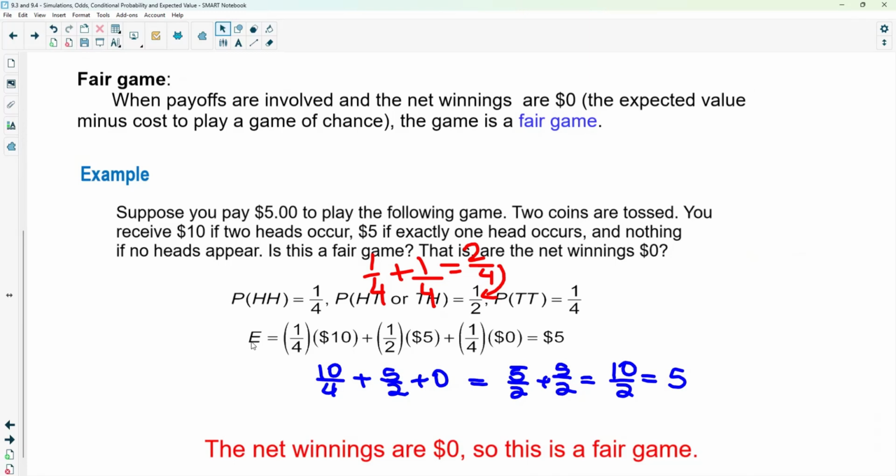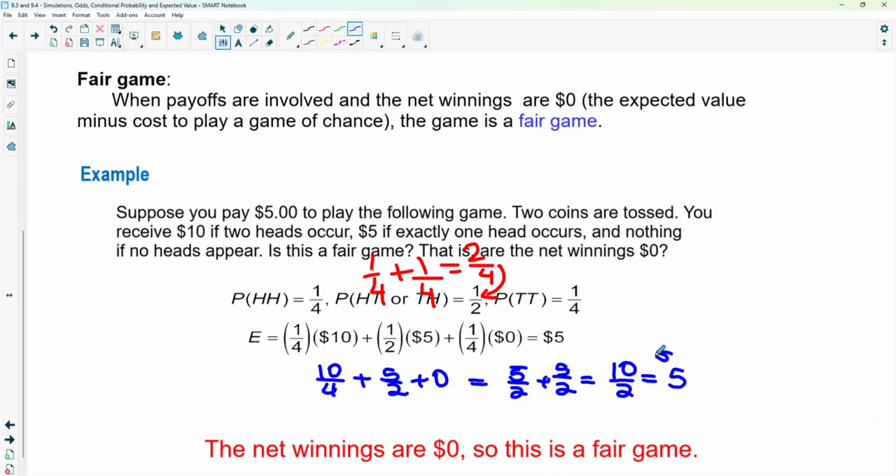So now we're going to calculate the expected value. If you get 2 heads, you win $10. So 10 times 1/4 is 10/4. If you get 1 head, you win $5. So that's 5 times 1/2, which is 5/2. And then if you get tails, that's 0. You don't win anything. So the expected value here is $5.